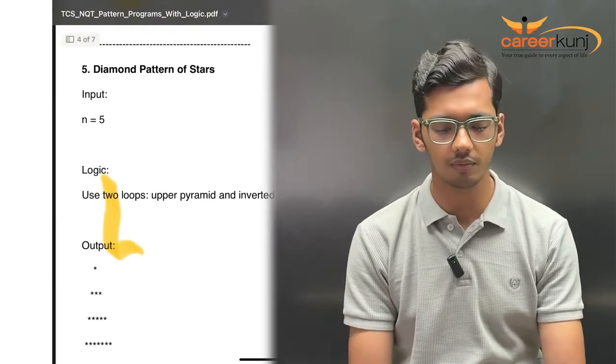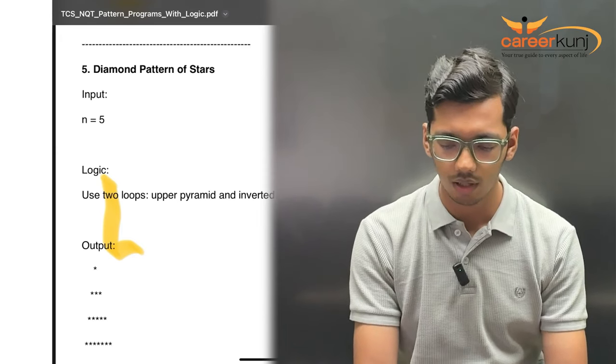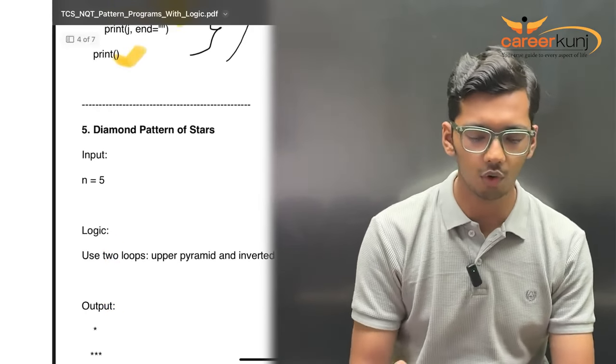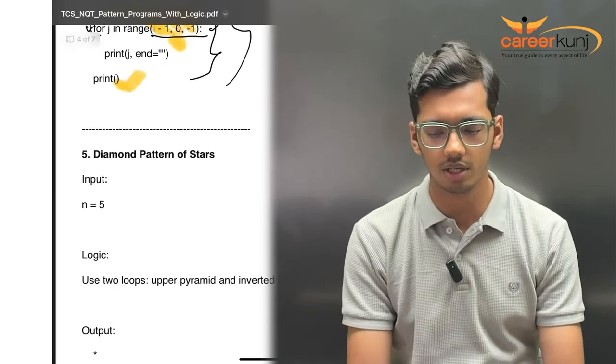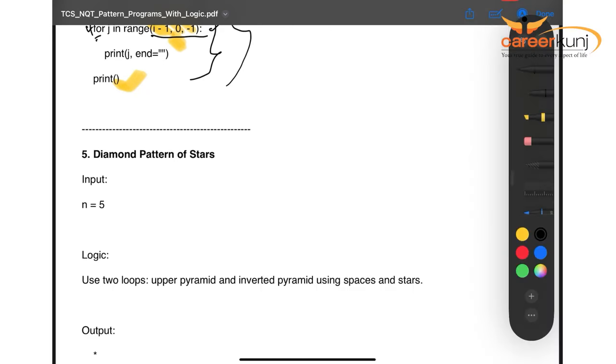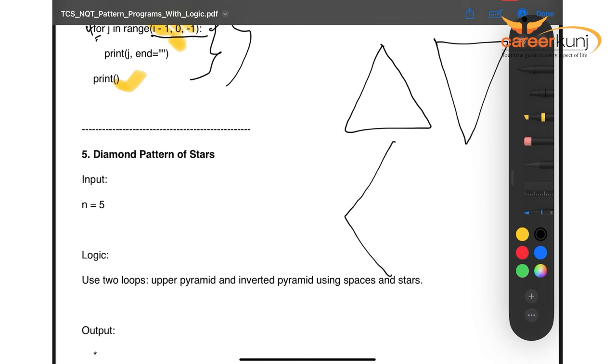Coming to the next question, which is diamond of stars. What do we mean by diamond of stars? What is the shape of the pyramid that we saw? This is the pyramid that we saw, right? This is the inverted triangle. When we say diamond, this is what we mean.